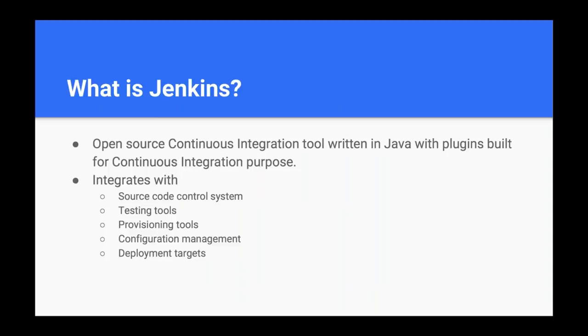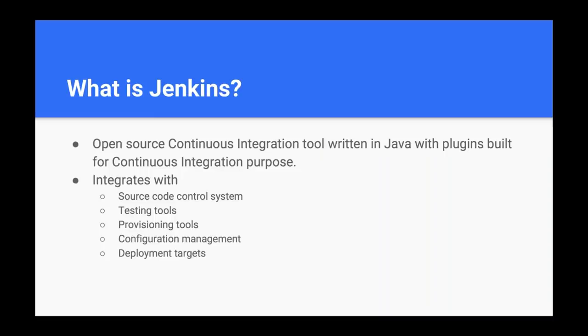Then what is Jenkins? Of course, Jenkins is extremely powerful and very popular in the ecosystem, particularly in the DevOps community. It's an open source CI tool written in Java with continuous integration in mind. It is one of the most preferred open source platforms for enabling CI/CD. Of course, there are other alternatives, but Jenkins is by far the most popular among the open source ecosystem.